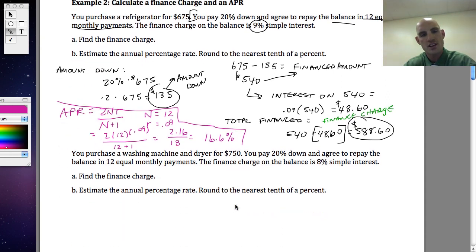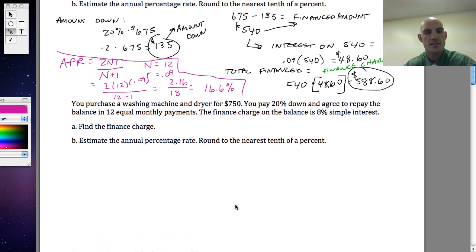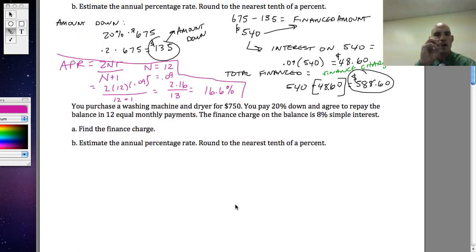Okay, and so see what you can do with this second one. This is what we're going to be looking at. It's the same kind of thing. Remember to subtract your amount down and look at it that way. Okay, so this is credit cards and consumer loans.